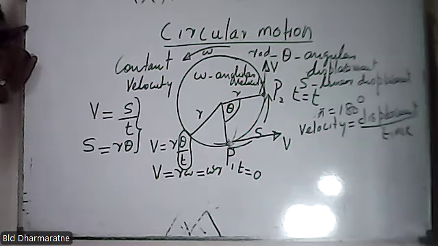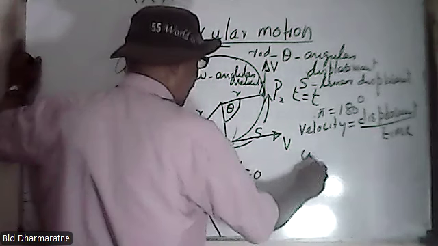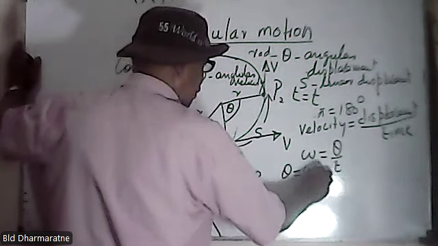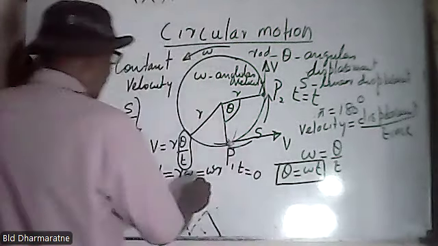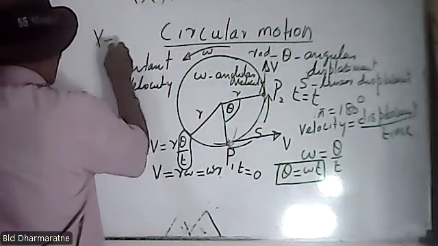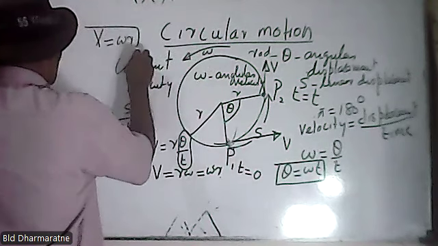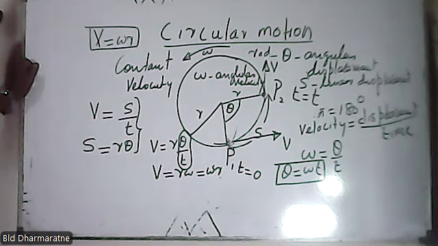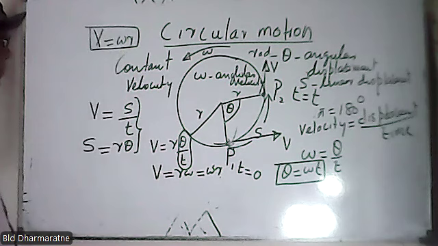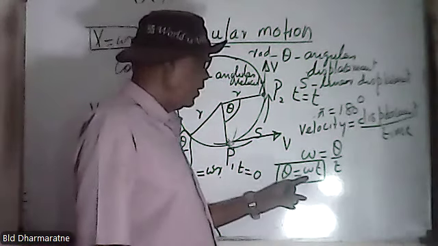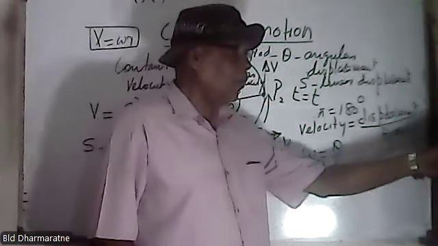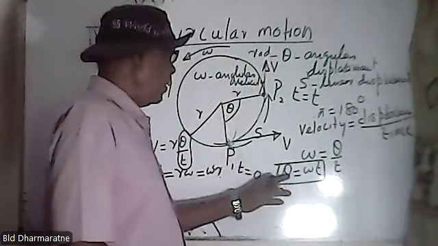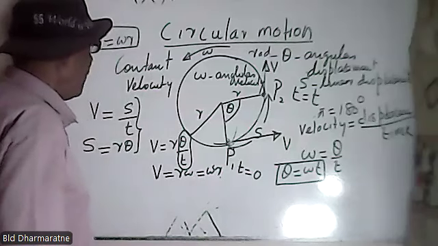We have formulas for that. Omega equals theta over T, so theta equals omega T. That is one equation, and the second equation is V equals omega R. This connects linear motion and angular motion: V equals omega R. The angular displacement is always the angular velocity times time. So theta equals omega t, and V equals omega r.